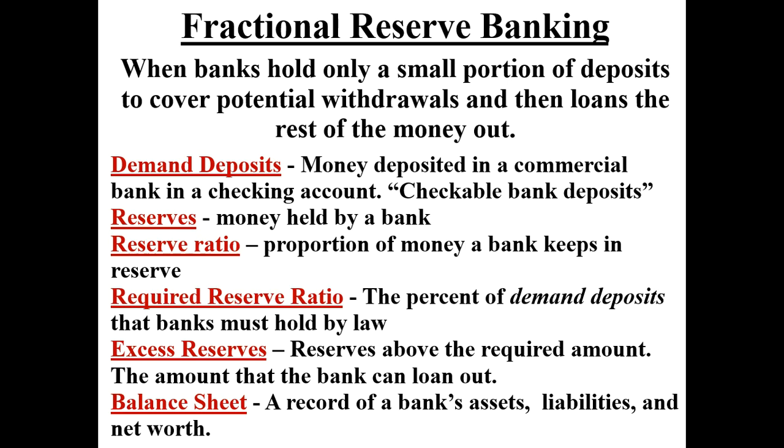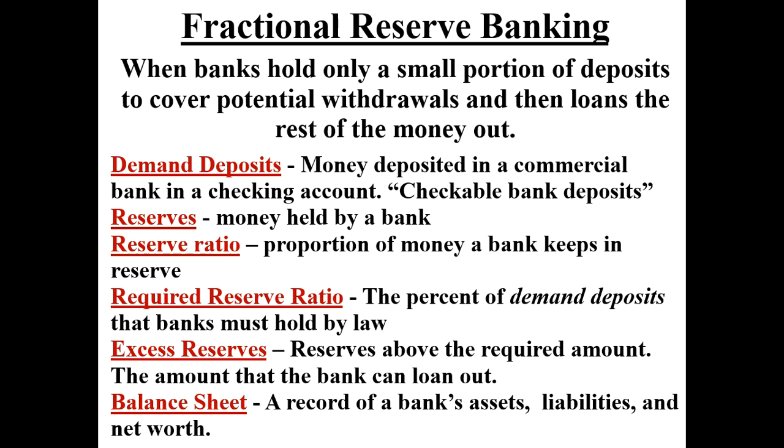Excess reserves. Excess reserves are the reserves that banks have above the minimum required amount. So if the required reserves are 10%, but a bank has 15% reserve ratio, that means they have 5% excess reserves. And the thing that's important about excess reserves is that's money that the bank can play with. That's money that the bank can lend out and make a profit off of.